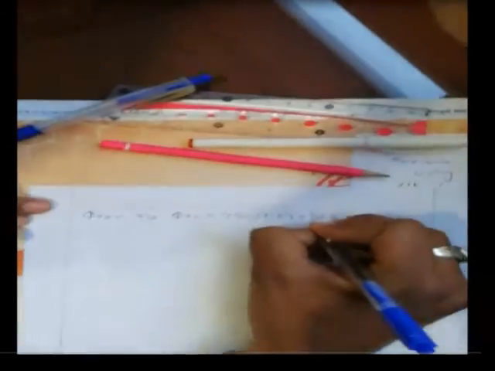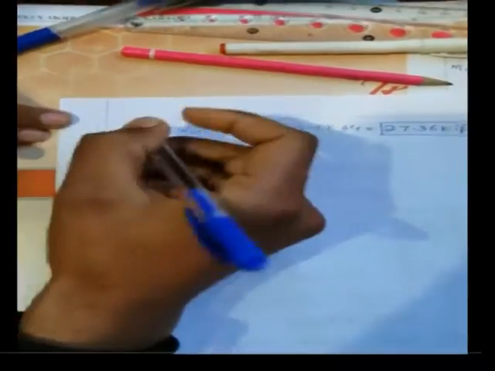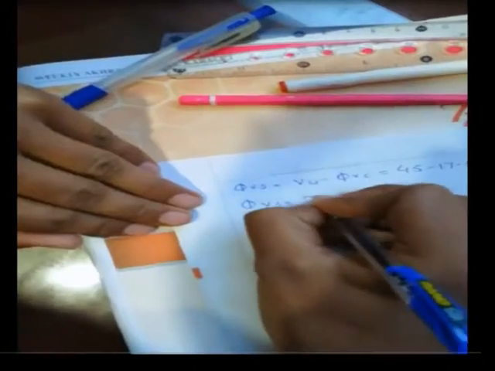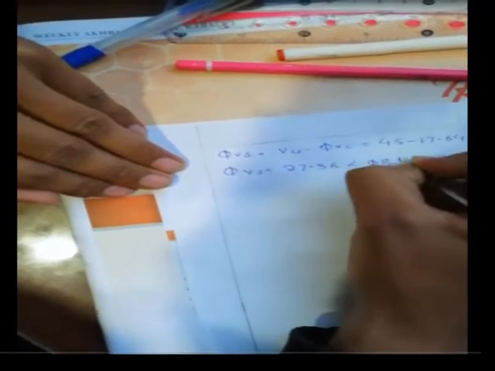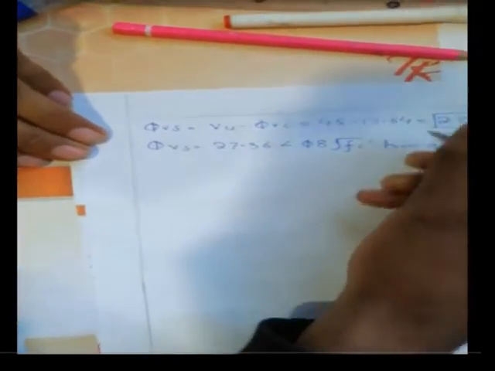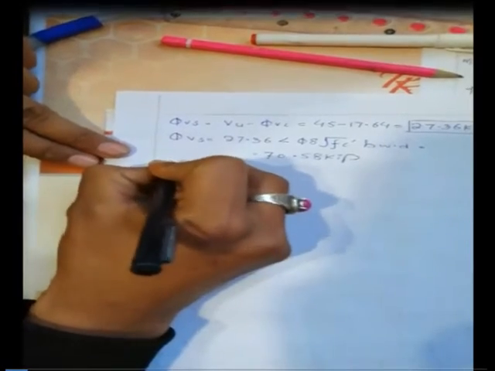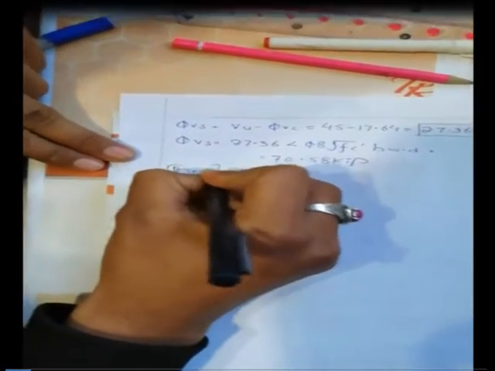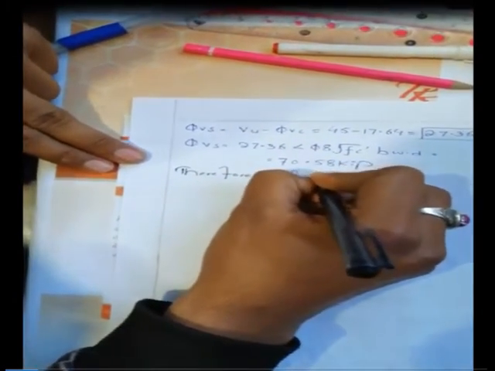Now let's check whether that equation is satisfied or not. So phi Vs is equal to 27.36, which is less than phi 8 under the root fc prime bw d, which is 70.858 kips. So the depth of the beam is okay. No need to increase the depth of the beam.